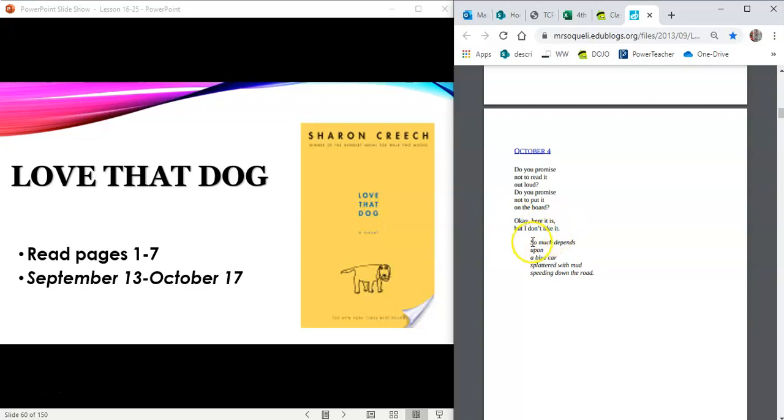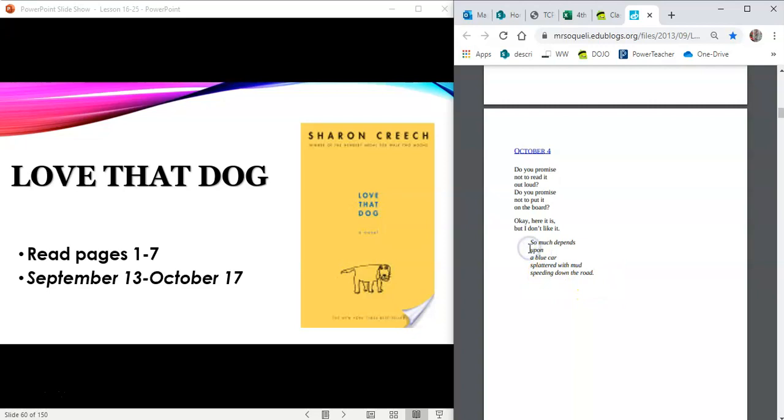He wrote a poem. So much depends upon a blue car, splattered with mud, speeding down the road. Boys and girls, are these letters the same as the ones on top? Stanza 3 looks different than stanza 1 and 2, right? How is it written? In italics, right? So when the speaker or the author does this, because they're trying to make a point, they're trying to emphasize. So Jack here wrote a poem and he's trying to emphasize that so much depends upon a blue car splattered with mud speeding down the road.